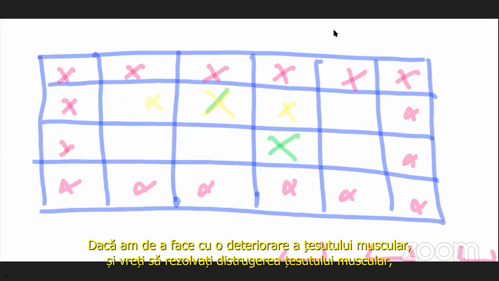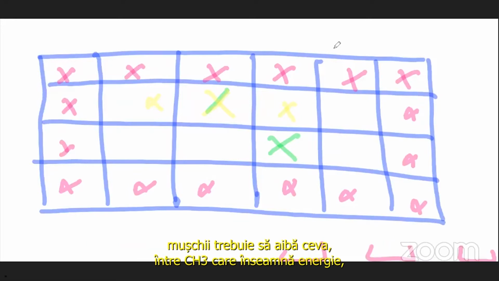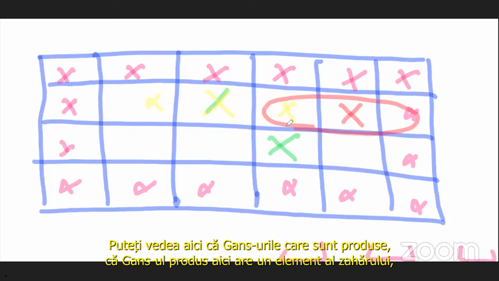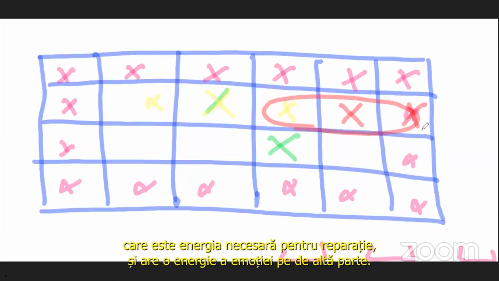If I'm dealing with muscle damage, you want to sort out the muscle damage. Muscle has to have something between CH3 and needs energy. It has a factor of the nervous system, which is the emotion. So this should be the place for it. You can see here, the GaNs are produced. The GaNs produced here have an element of sugar, which is the energy it needs to repair, and have an energy emotion to it on the other side.